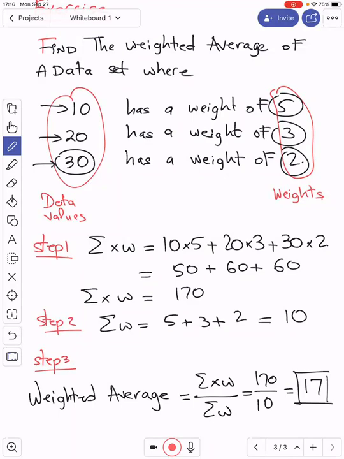All right. So in this data set, the most important value is the 10 because its weight is 5, which is larger than 3 and 2. So the most important data value in this example would be the 10, right? The 10 here is given more importance than the 20 and the 30, because it has the largest weight.